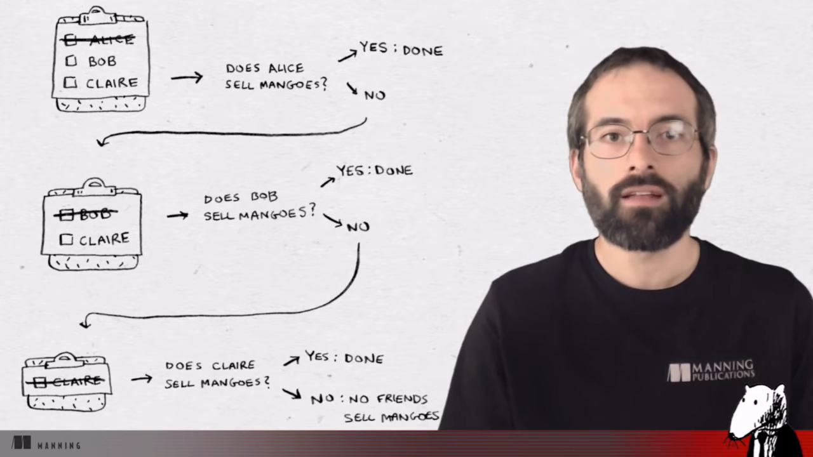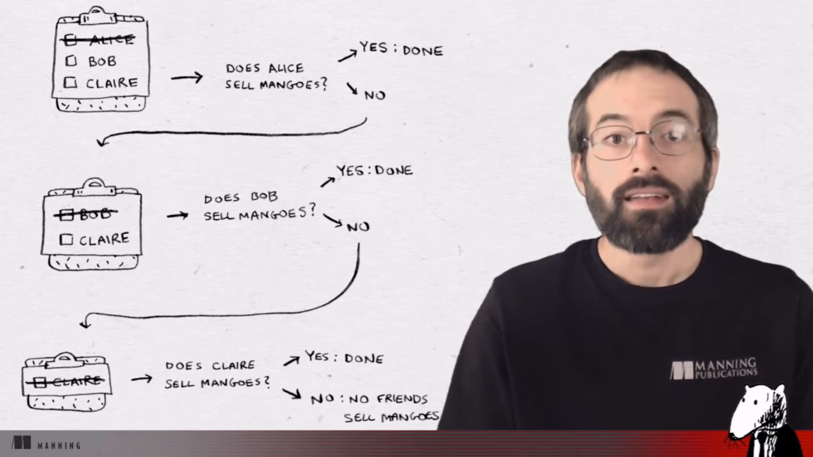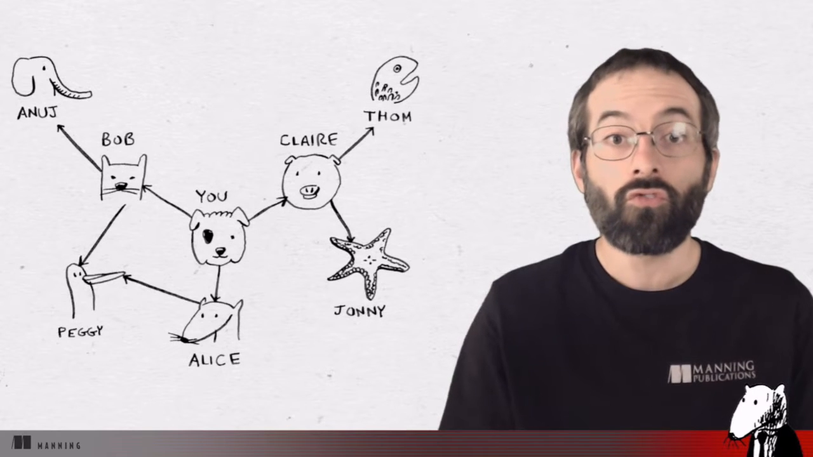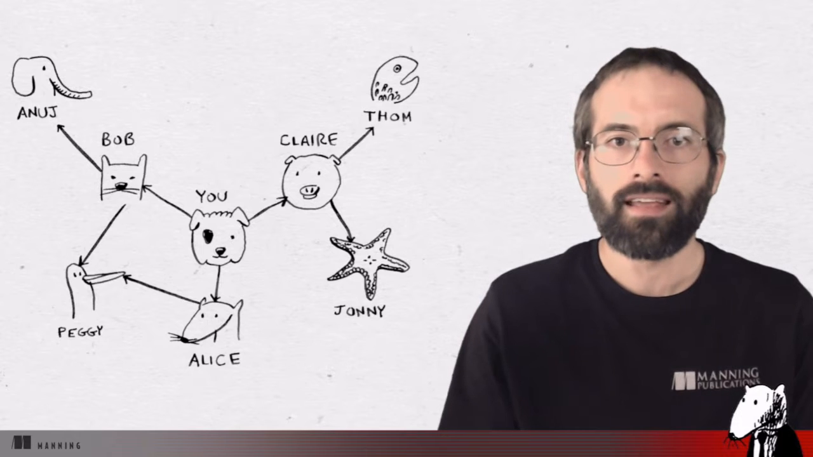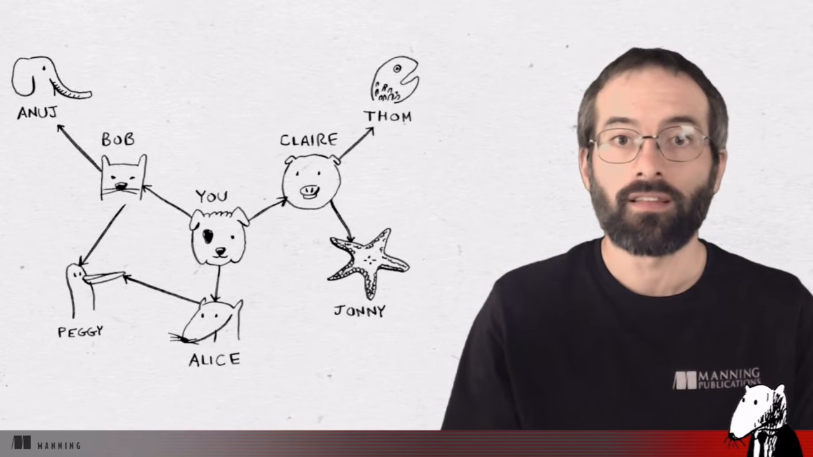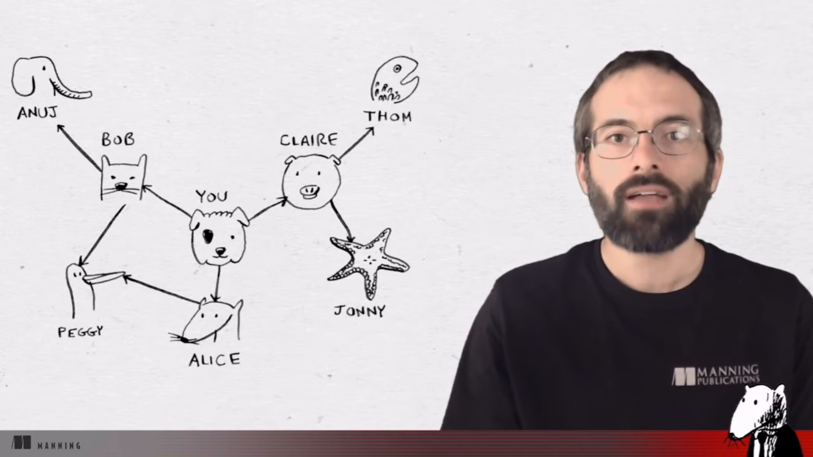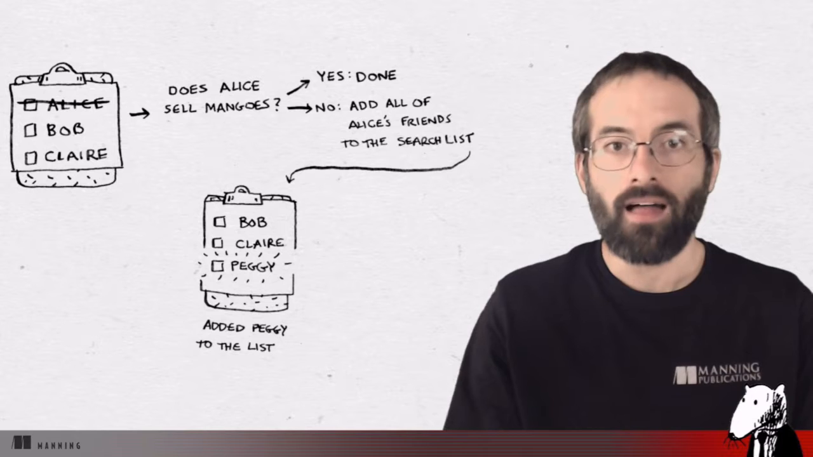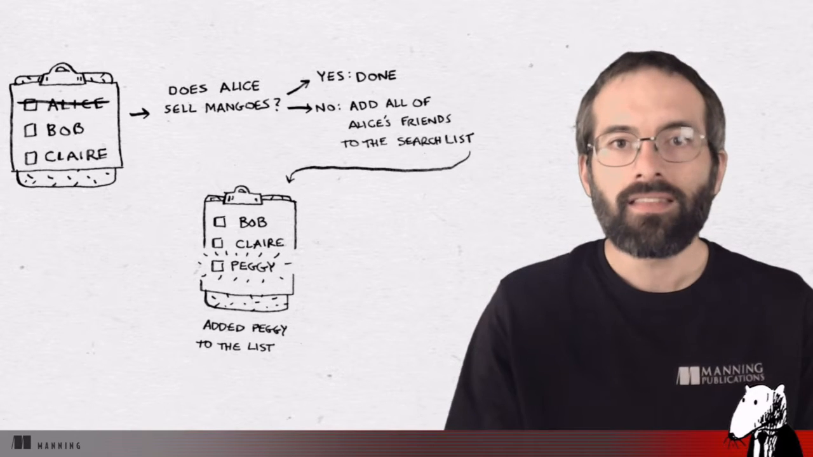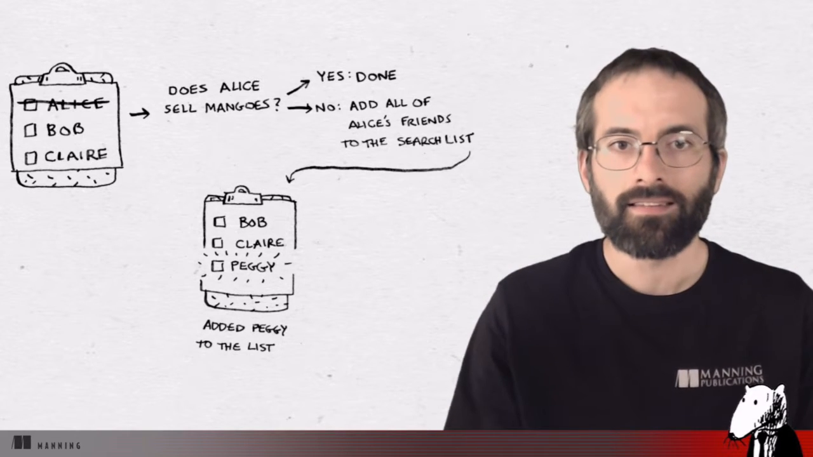Suppose none of your friends are mango sellers. Now you have to search through your friends' friends. Each time you search for someone from the list, add all of their friends to the list. So if we go back to the beginning when we asked if Alice sells mangoes, if no, you add all of Alice's friends to the list and then check the next person on the list.